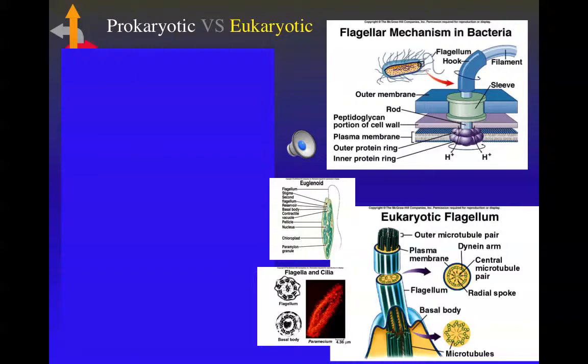So the fundamental difference is, even though both pro and eukaryotic cells might have flagella, it's what they're made out of and how they move that's the difference.